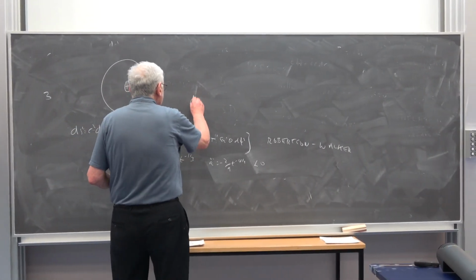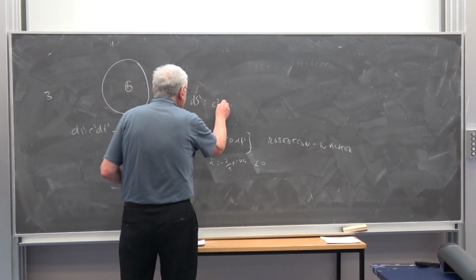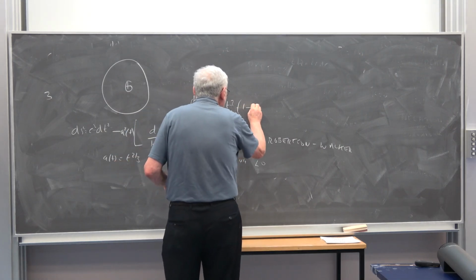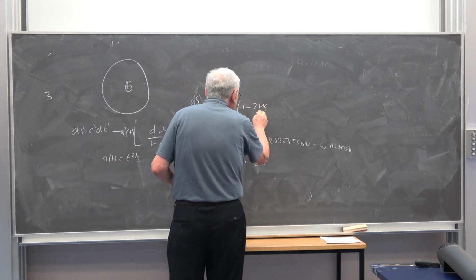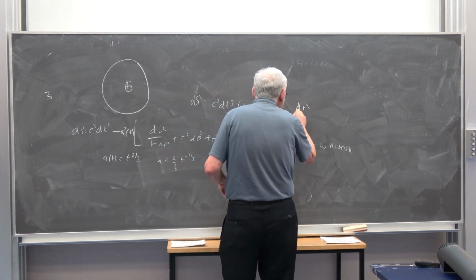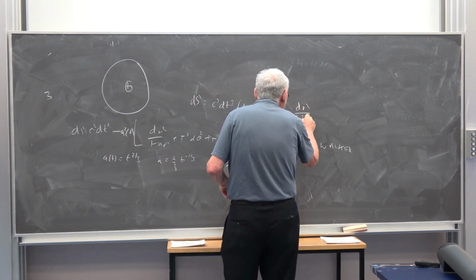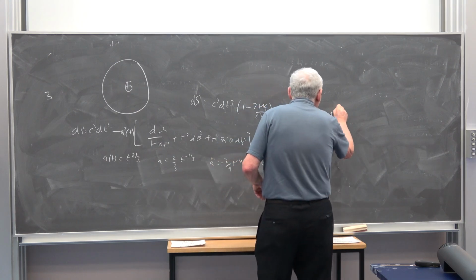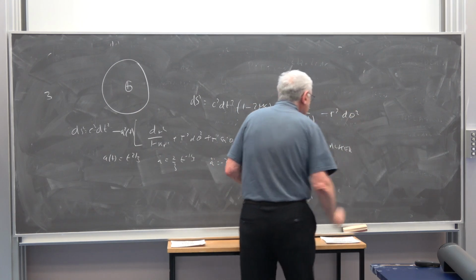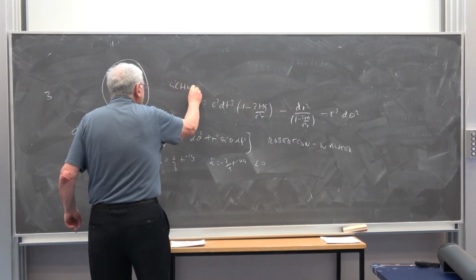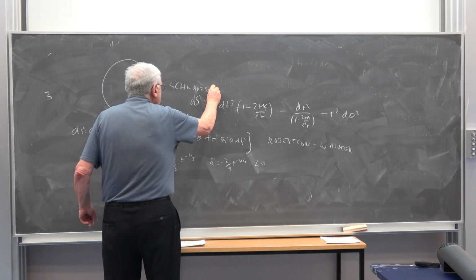The metric is ds squared is c squared dt squared times (1 minus 2MG over c squared r) minus dr squared over (1 minus 2MG over c squared r) minus r squared d theta squared. That is the Schwarzschild metric.